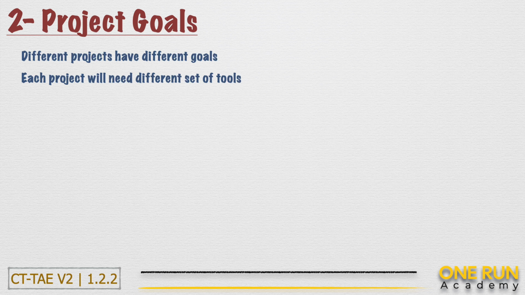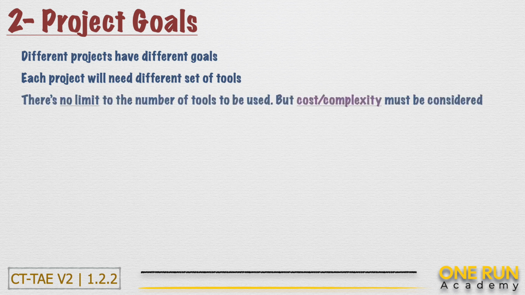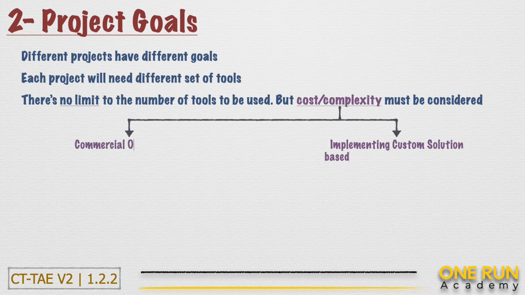Now, here's the fun or not so fun part. There's technically no limit on how many automation tools you can use. But also, don't forget the project constraints like budget and complexity. I'm sure you can understand this statement by looking at two of the well-recognized types of automation solutions available: commercial off-the-shelf tools, frankly known as COTS, and custom solutions with open source technology.